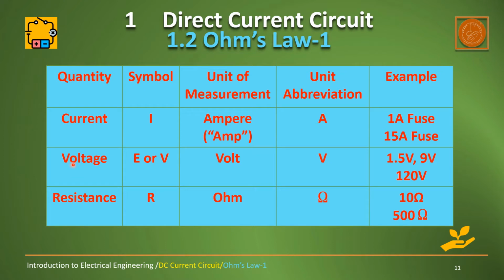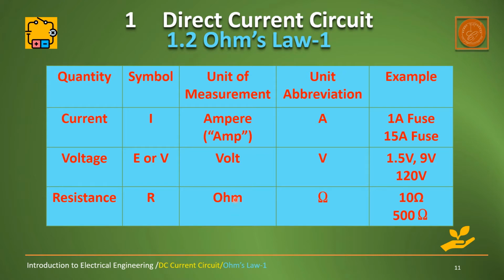Similar with the voltage. For voltage we use E or V as a symbol. The unit abbreviation is V, which means volt. We never pronounce it V, we pronounce volt. For example, the battery, we see the battery is 1.5 volt or 9 volt. Sometimes we see the power in our house is 120 volt, means it's volt here. Never say 120 V.